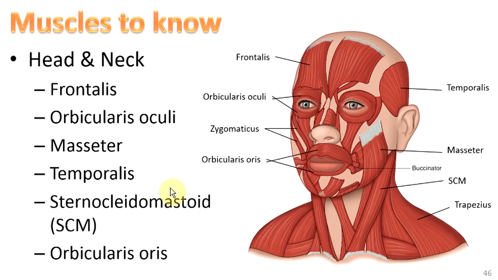Orbicularis oris. This muscle goes around your mouth, and this muscle, as you can see, is a circular muscle. Orbicularis means it orbits, just like we said right here. Oris means mouth. Oral cavity is your mouth, right? When it contracts, this is how you pucker your lips. This is your kissing muscle.